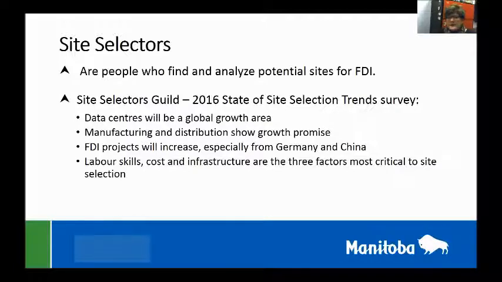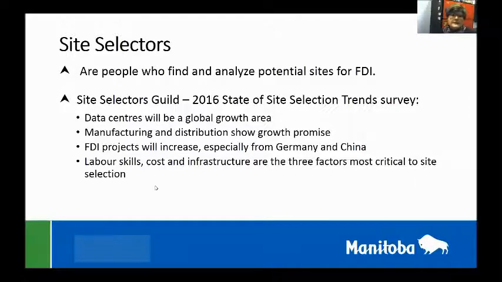There's a good resource called the Site Selectors Guild, and they have lots of information and data on site selection and trends. And I thought some of the interesting trends from their 2016 report were that data centers will be a global growth area. Manufacturing and distribution still show growth. And that projects will increase from Germany and China, especially. And I just heard something on the radio this morning, our prime minister in China, so I guess maybe that is a trend. And that labor skills, even though quality of life is becoming more important, labor skills, the cost, and infrastructure capabilities are still the three most critical factors for site selectors.